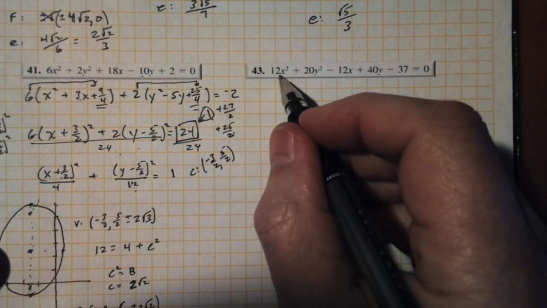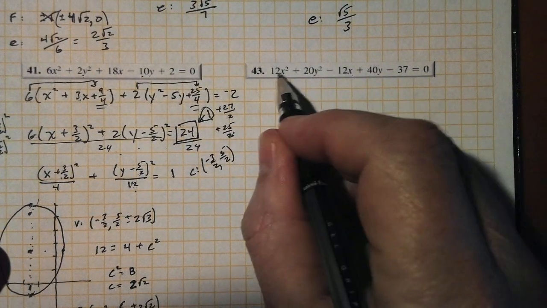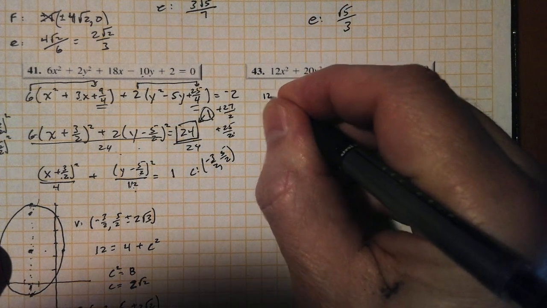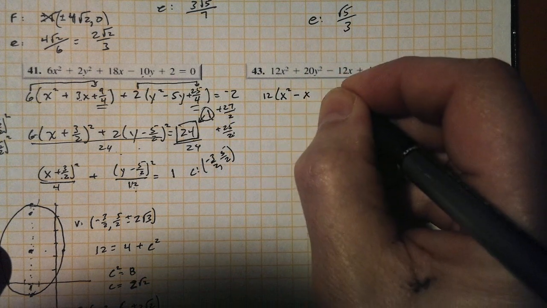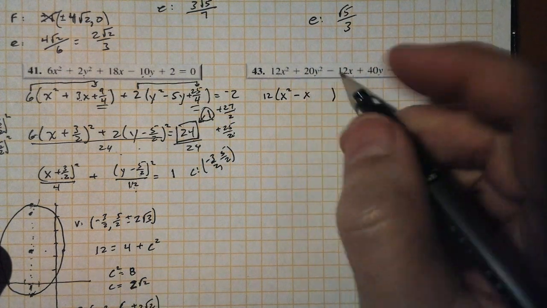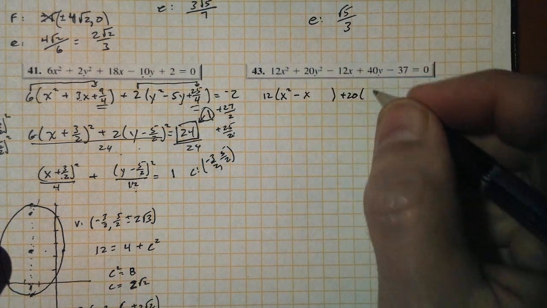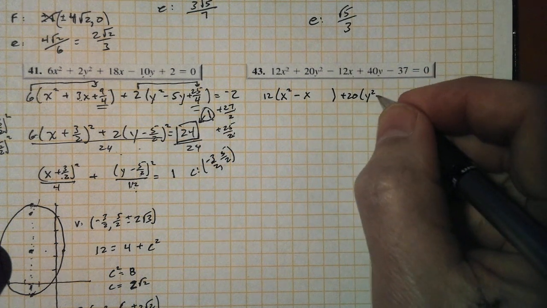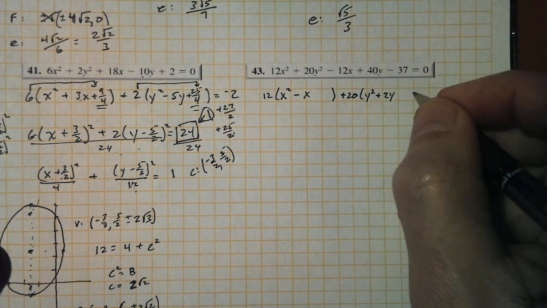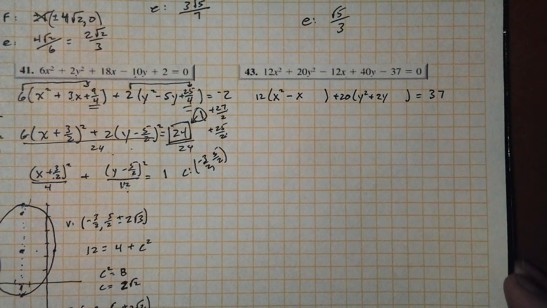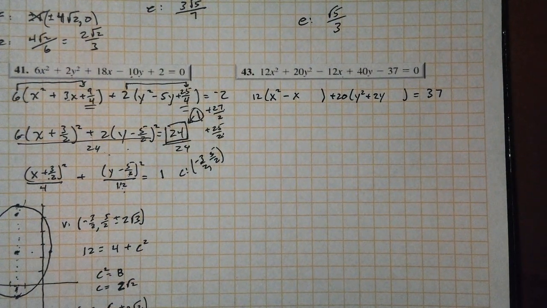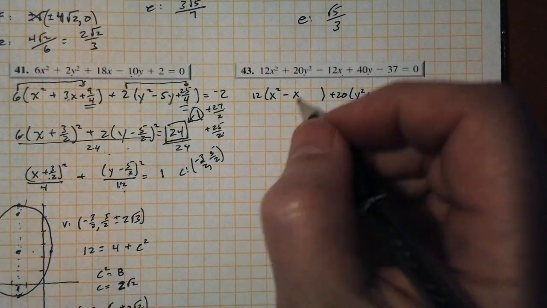Okay, I'm going to group my x's. I'm going to factor out a 12 because I have to. 12 times x squared minus x, leave a blank. Group my y's, factor out a 20 because I have to. 20 times y squared plus 2y, leave a blank, equals, add 37 to the other side. Same equation, just rearranged, but the equation is going to change.